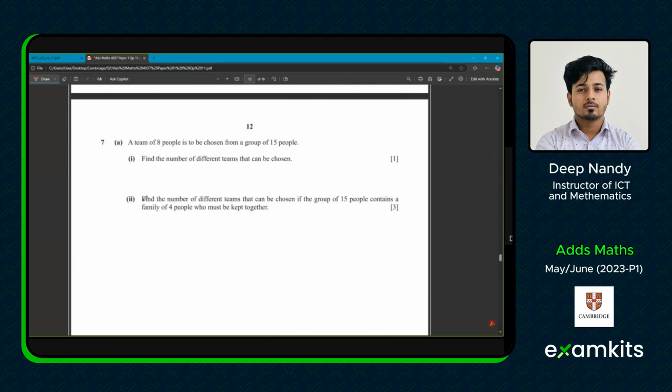Now, moving to question number 7. A team of 8 people is chosen from a group of 50. Find the number of different teams that can be chosen. So we are going to use the binomial expansion theorem. That number equals 15C8, the last value that gives us the result.